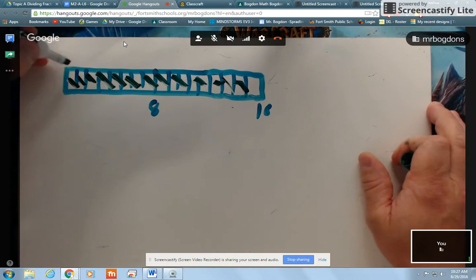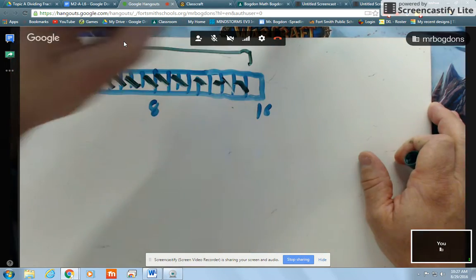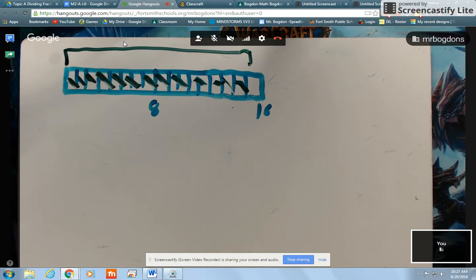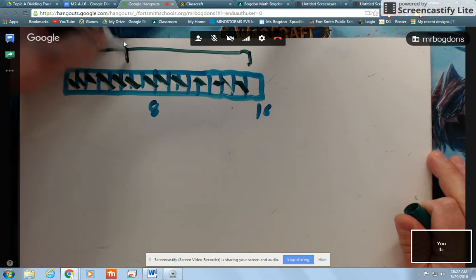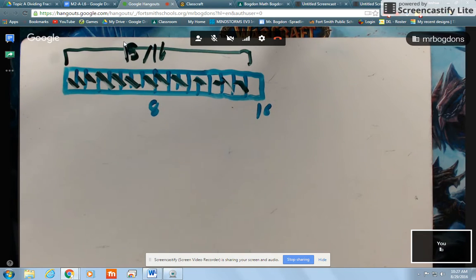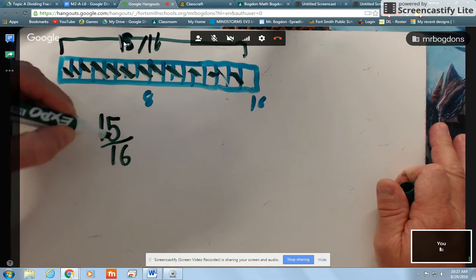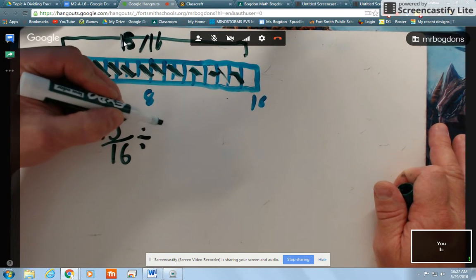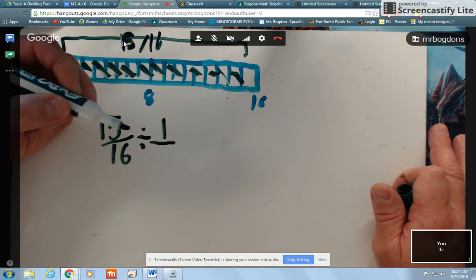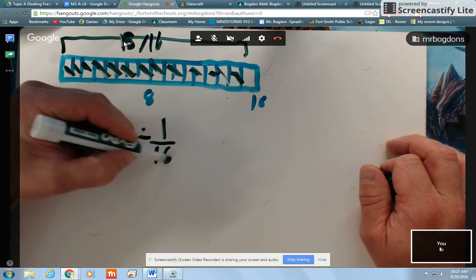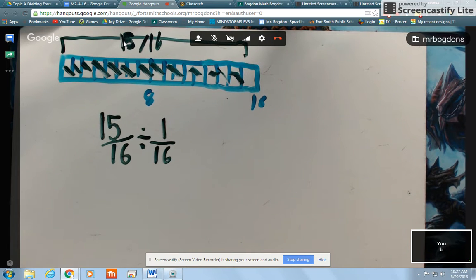Okay, so from here to here is going to represent 15 sixteenths. Okay, and since I have 15 of them, I'm dividing by what size group? By sixteenths. So there's my total, 15 sixteenths, and I'm having to divide it by, did you say sixteenths? Okay. Now I want this to stand out in your mind.